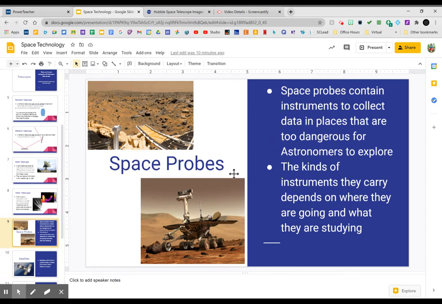Okay, so depending on where we're sending them and what we want to learn about the planet, they'll have all kinds of tools on them. So they're not going to be one size fits all. They're going to have different kinds of tools on these space probes. So this right here is an actual image from the Mars rover. That's one of the pictures that the rover took and sent back to NASA. So this is what the surface of Mars looks like.